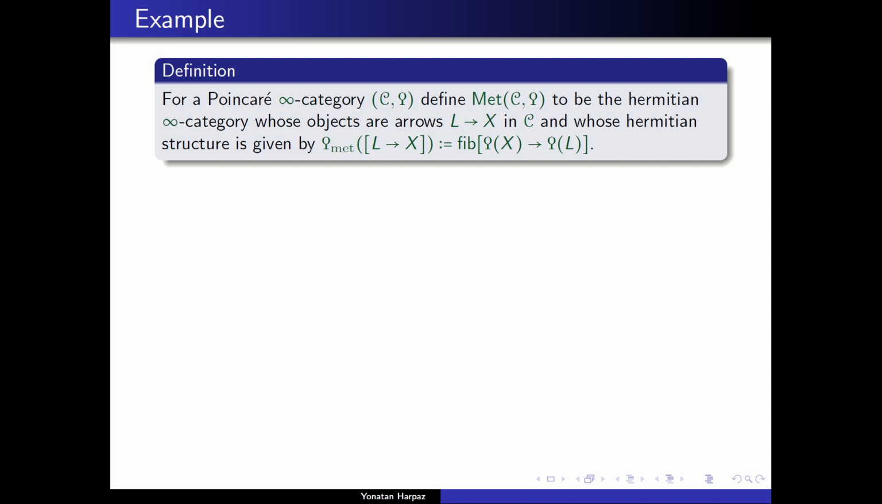For a Poincaré ∞-category (C, Φ), we define Met(C, Φ) to be the Hermitian ∞-category whose objects are arrows L → X in C, and whose Hermitian structure is given by the functor that sends the arrow L → X to the fibre of the corresponding map from Φ(X) to Φ(L). One can then show that Met(C, Φ) is Poincaré, with duality sending the arrow L → X to the arrow from the fibre of the map from DX to DL, to DX.